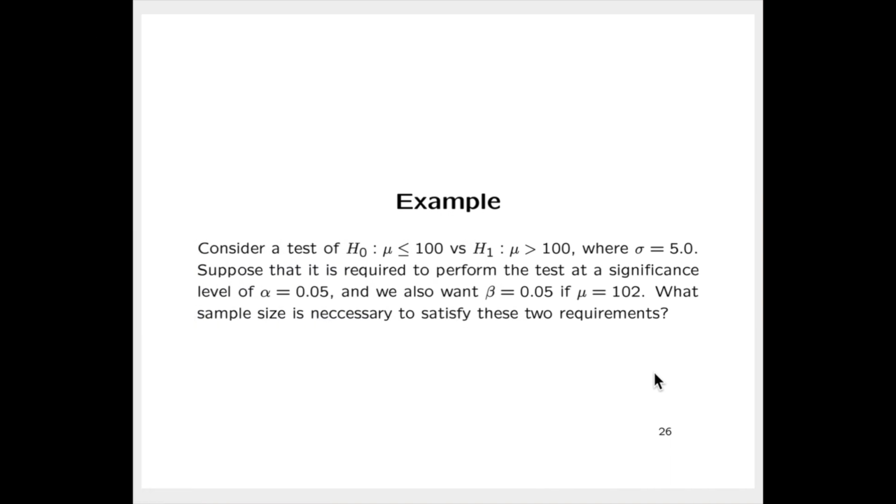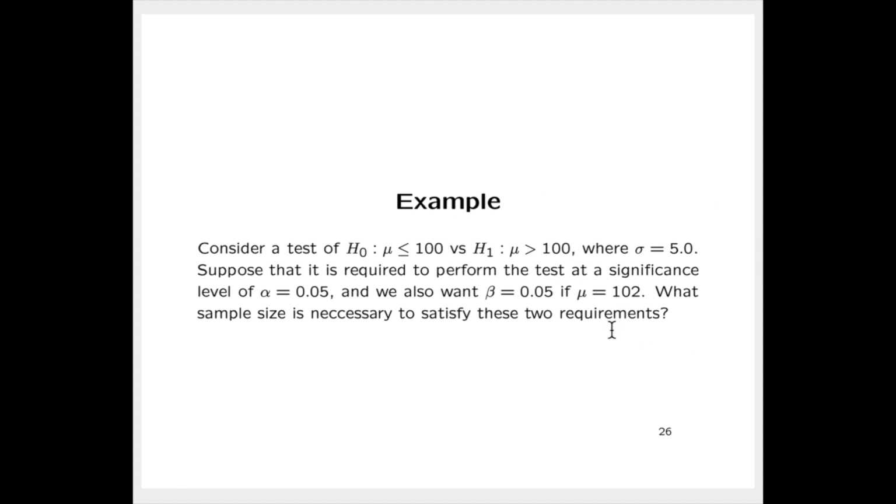And then one more example before we stop this video. Consider this same hypothesis test, this right-tailed test, where we're trying to show that mu is greater than 100. We're assuming that sigma is equal to 5. Suppose that it's required to perform the test at a significance level of 5%, and that we also want beta to be 0.05 if mu is equal to 102. So in other words, if the true value of mu is equal to 102, the alternative is true, right? And so we would want to reject the null hypothesis.